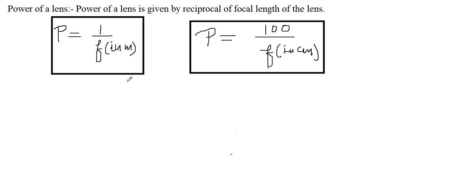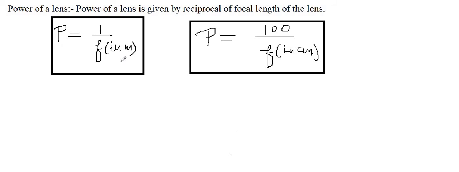Now our next topic is power of a lens. Basically, power of a lens is the ability of the lens to converge the rays of light falling on it, and the power of a lens can be measured by a formula. The formula for power of a lens is the reciprocal of focal length, or we can write power equals 1 upon f.